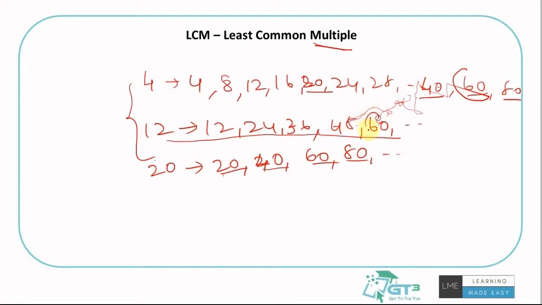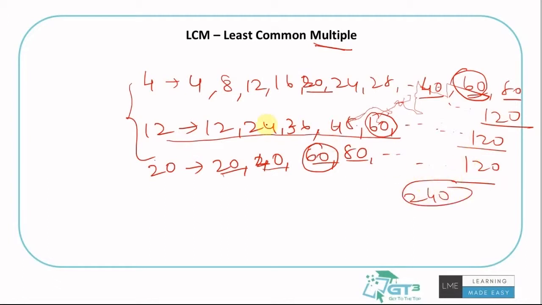And 60 I'm seeing here. And 60 I'm seeing here, right? So that's like the common, and that's the smallest. If I keep writing, I'll get 120 here and 120 here as well and 120 here as well. 12 tens are 120, 4 thirties are 120. That is also a common multiple. Like 240 is also a common multiple for all three, but LCM is basically the least, right? So that's fundamentally 60, 60, and 60 is the least. So LCM is 60 for 4, 12, and 20.